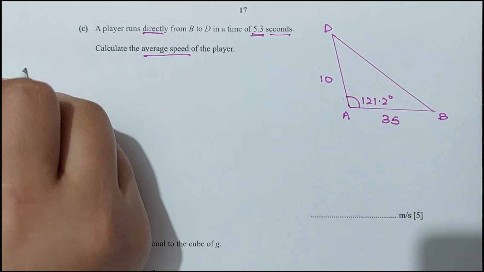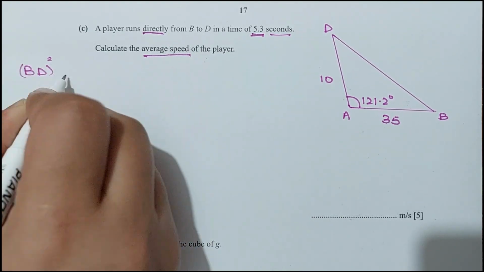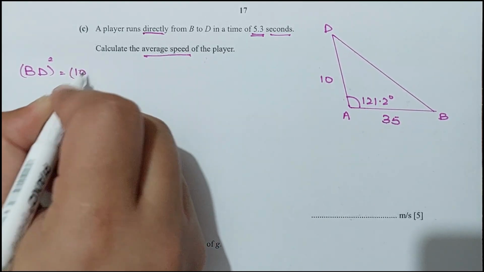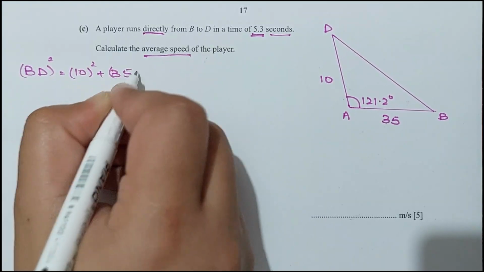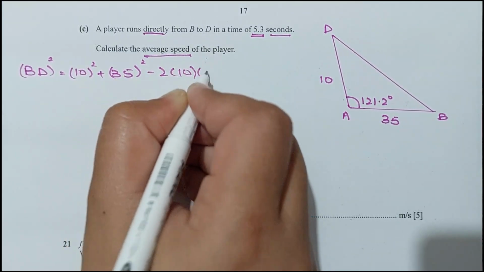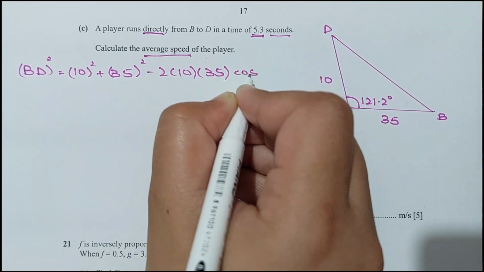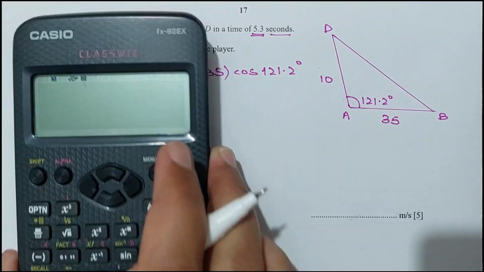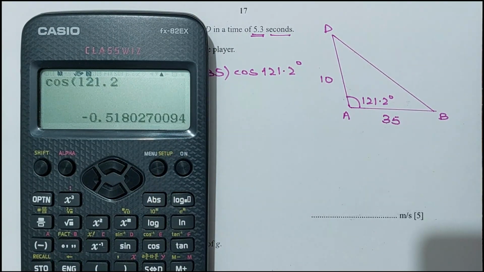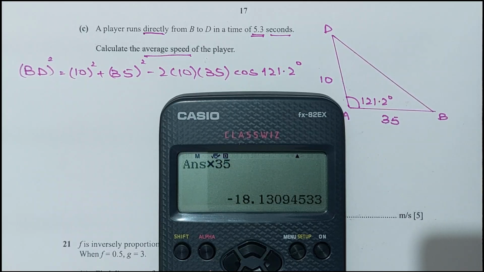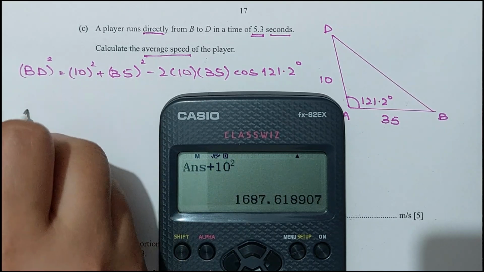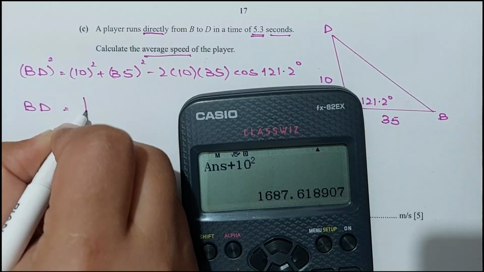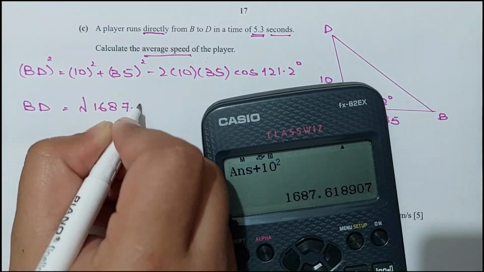So we can say BD squared equals 10 squared plus 35 squared minus 2 into 10 into 35 and cos of the angle between the two sides, which is 121.2 degrees. Let me simplify. Cos 121.2 times 35 times 10 times negative 2, add 35 squared, add 10 squared. This is BD squared, and take the square root of 1687.6.